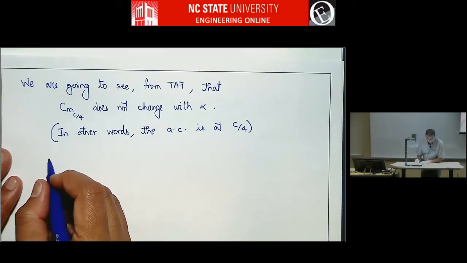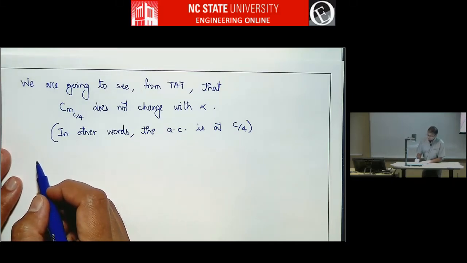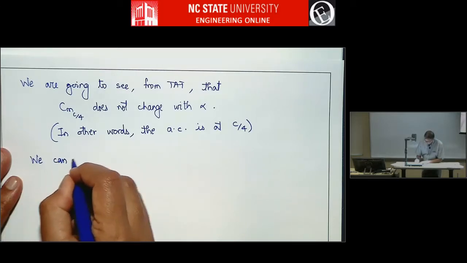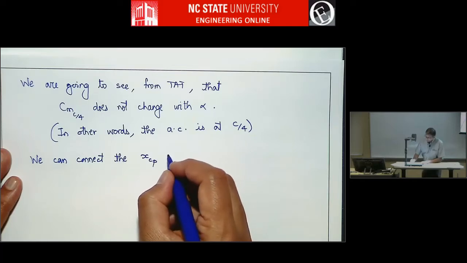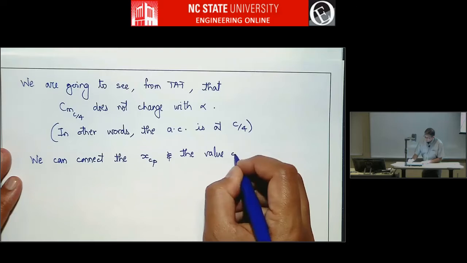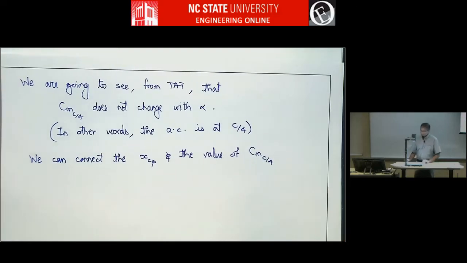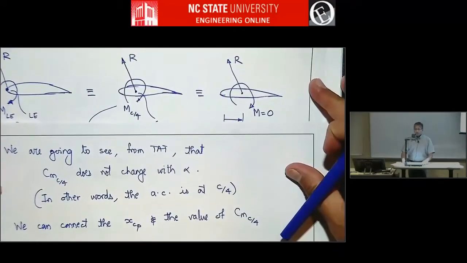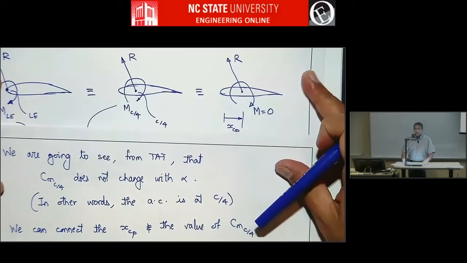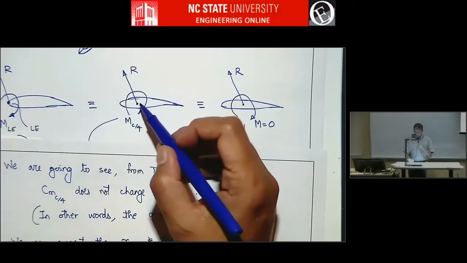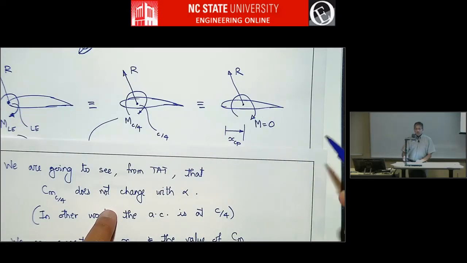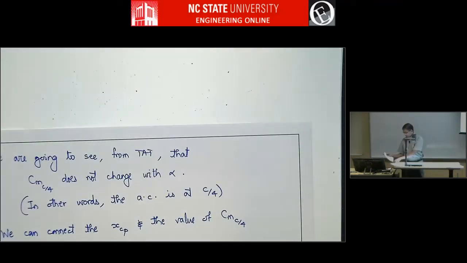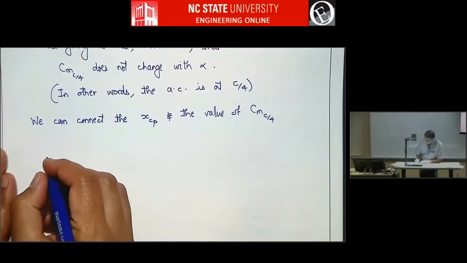So we can now connect the x location of the center of pressure with the Cm about the c/4. So the XCP, or the x location of the center of pressure, and the value of Cm c/4. To do that, we'll take the equivalence diagram that we drew from two pages back. We're going to connect these two pictures. In this picture, we have the resultant force at the quarter chord along with the moment about the quarter chord. In this picture, we have a resultant force at the XCP with no moment, right? But these two are statically equivalent.